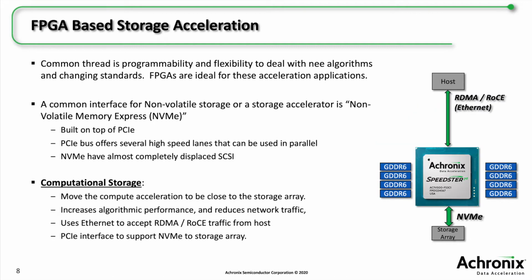A third model is called computational storage. This is relatively new. The idea here is to move the compute acceleration to be close to the storage array itself. This increases algorithmic performance because it's really close to the storage array, and it reduces network traffic. For example, if you're reading from a database and you're filtering a bunch of records, you can filter the records before providing the response over the network, so you don't have the entire data set traversing the network, you only have the filtered response. So here we use Ethernet to accept the remote DMA transactions over RoCE from the host, and then we use a PCI interface to support NVMe locally to the storage array.